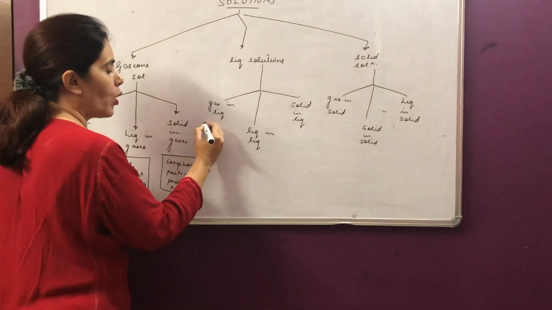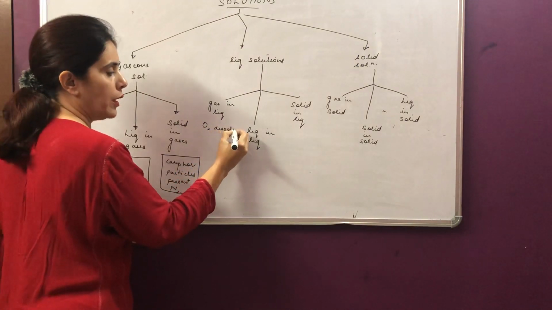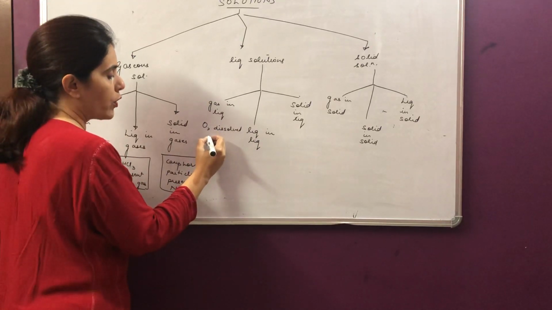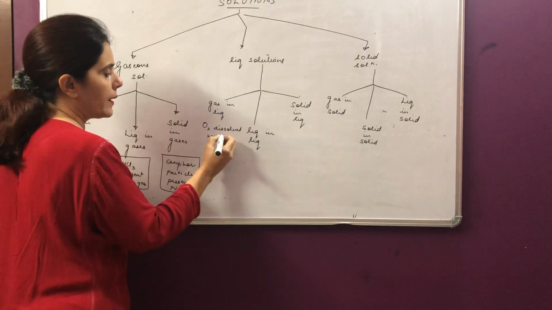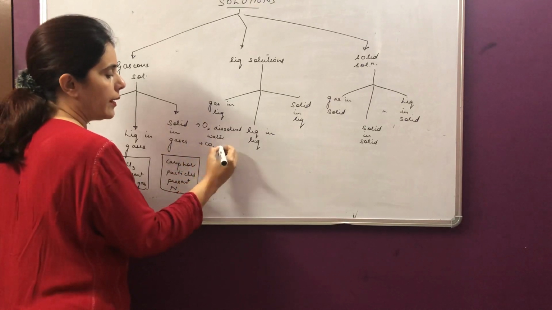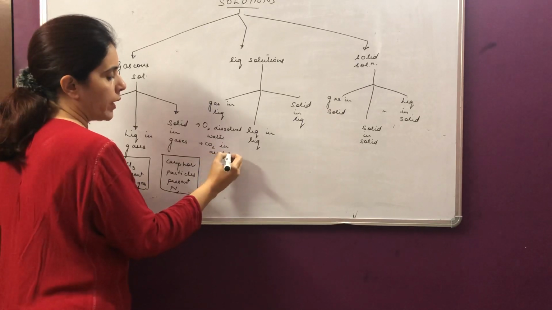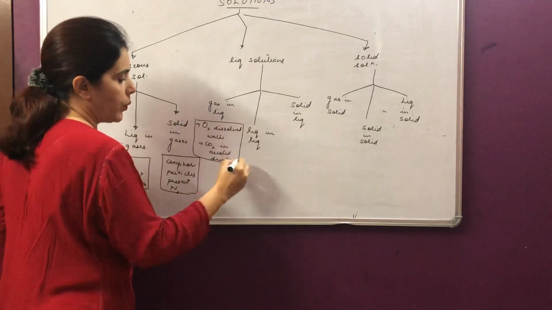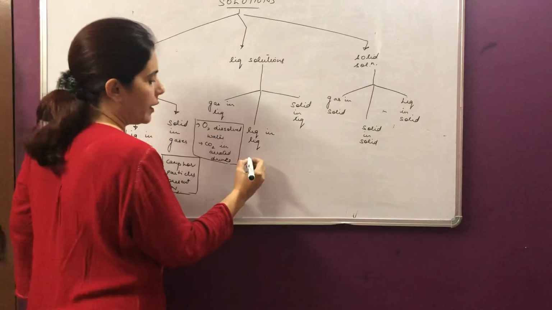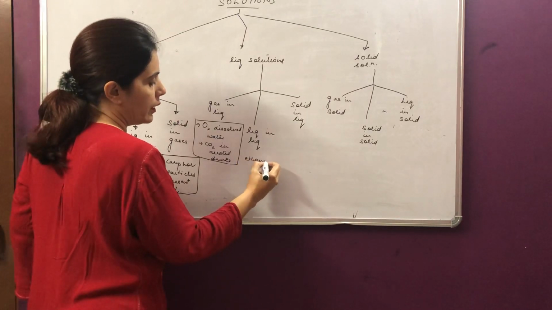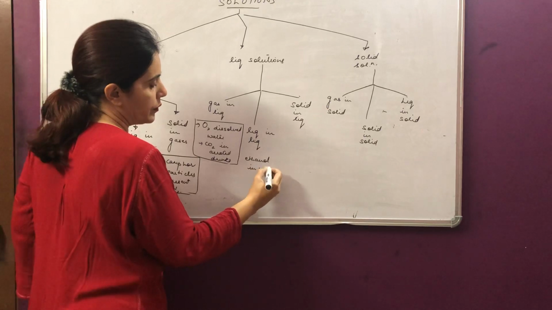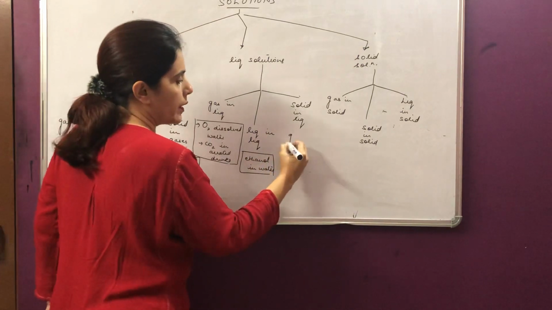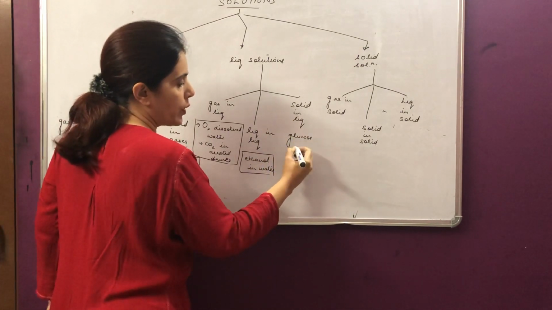So now the next is gas and liquid. This example is oxygen dissolved in water, which is the most important thing for the aquatic animals to survive. Oxygen dissolved in water. Or you can also take the example of carbon dioxide in aerated drinks. Is it clear? Again, the example is very important. Then comes liquid and liquid. The example is ethanol in water. Then comes the examples of solid and liquid. This is if you dissolve sugar or glucose in water.